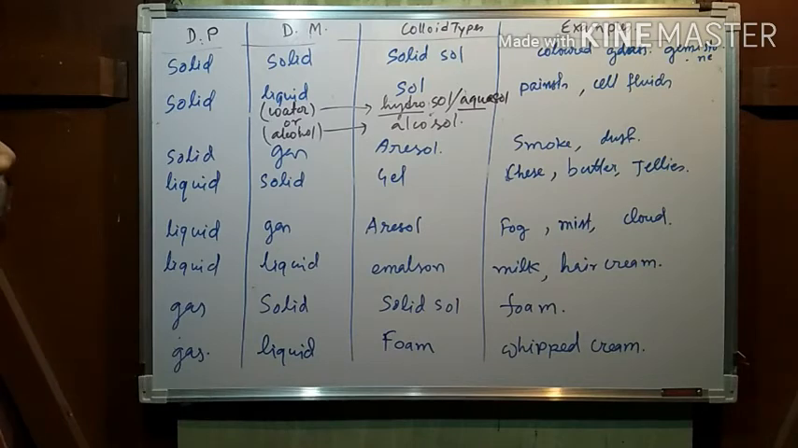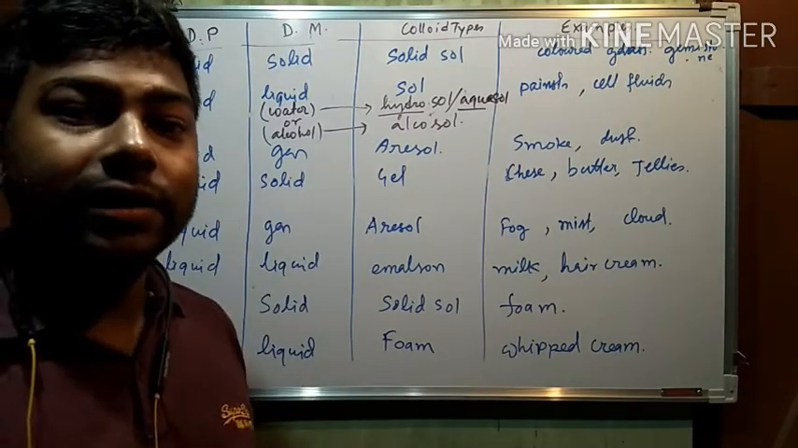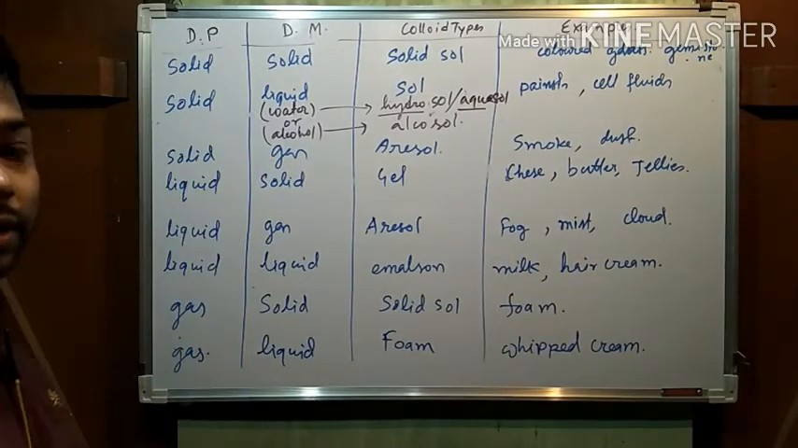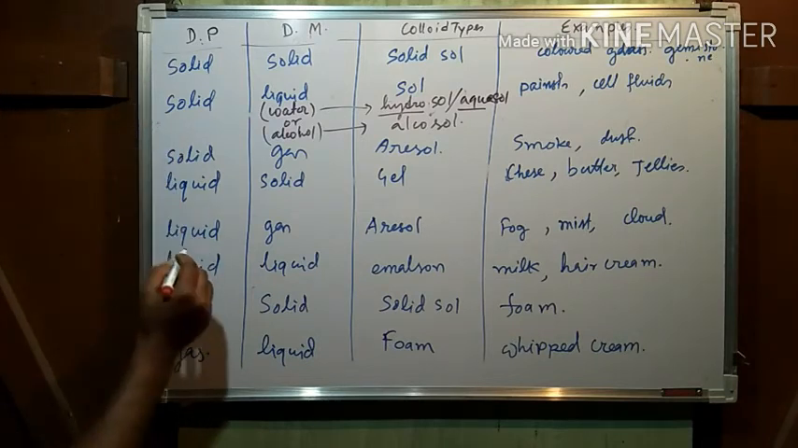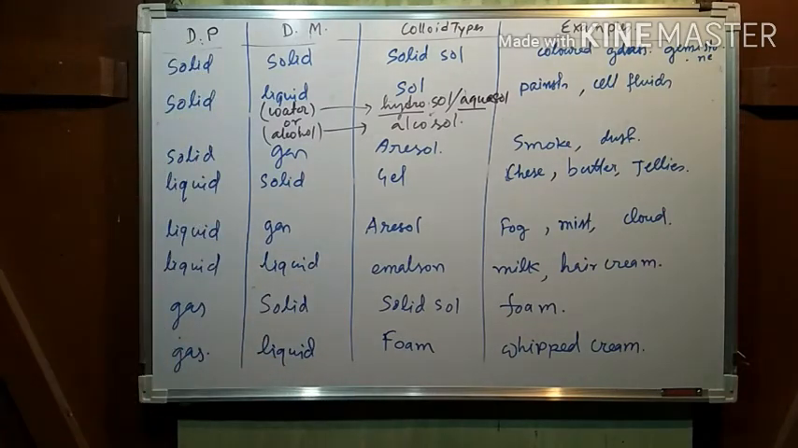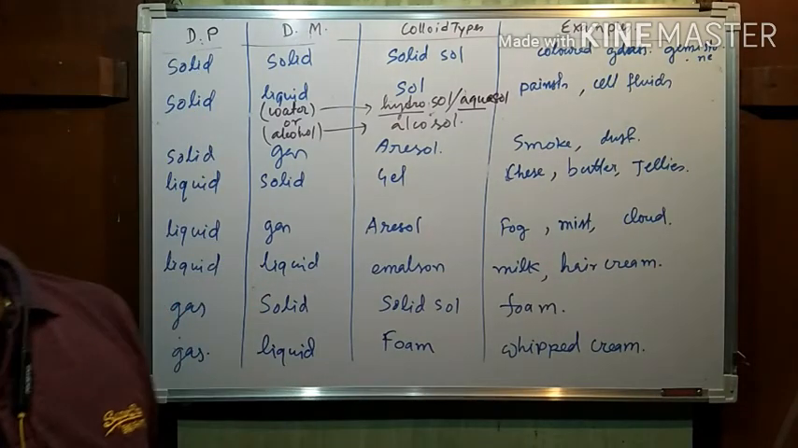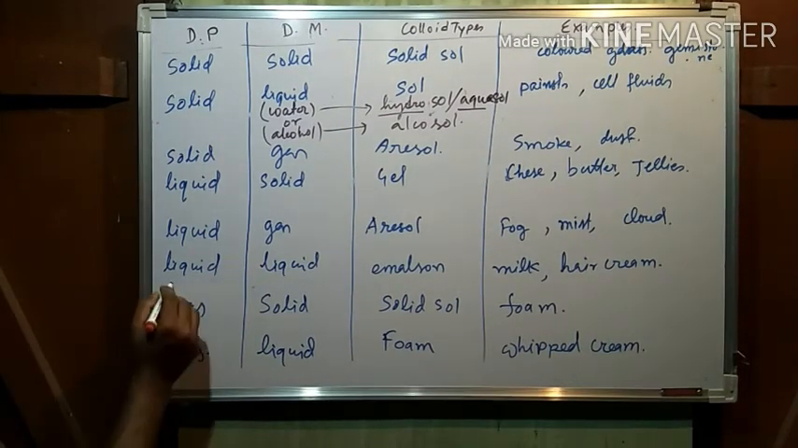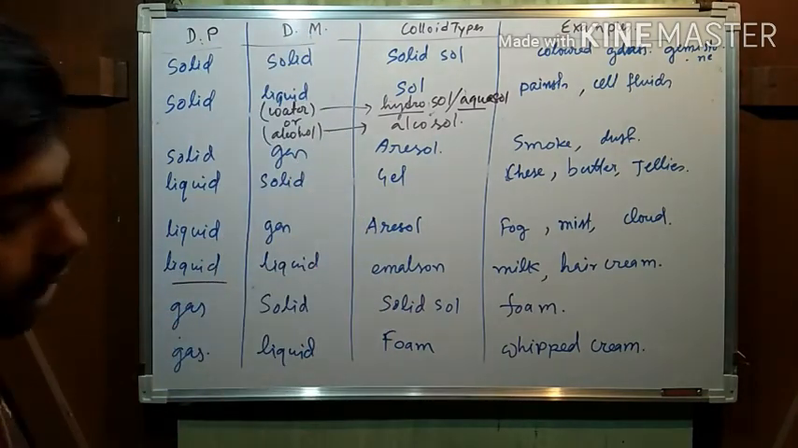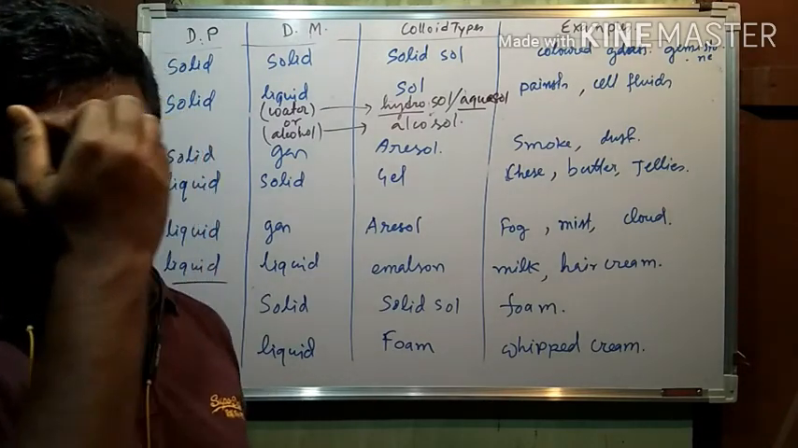When the dispersed phase is liquid and dispersion medium is solid, then it is known as gel. Gel examples are cheese and butter. Next, when the dispersed phase is liquid and dispersion medium is gas, that is known as aerosol, and the examples are fog, mist, or cloud. Next, if the dispersed phase is liquid and dispersion medium is also liquid, then it is known as emulsion. Emulsion examples are milk, hair cream, etc.